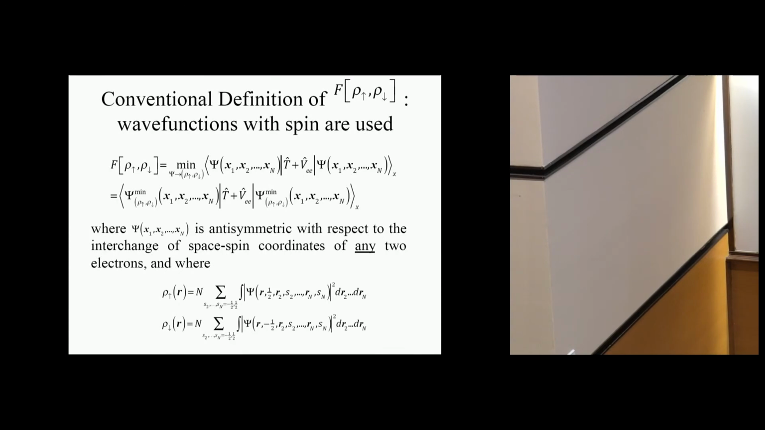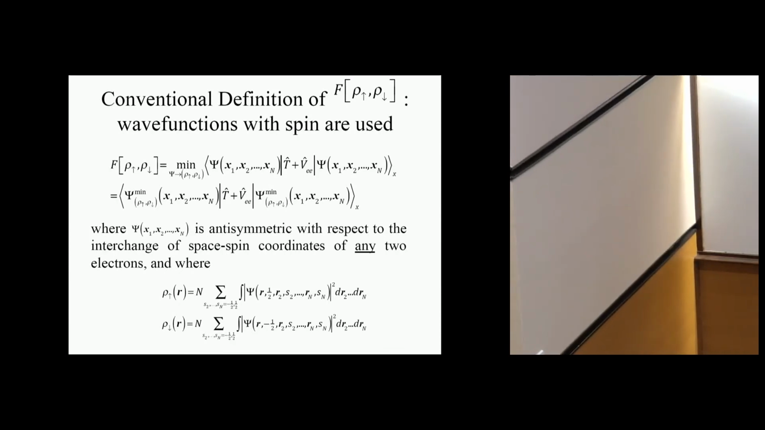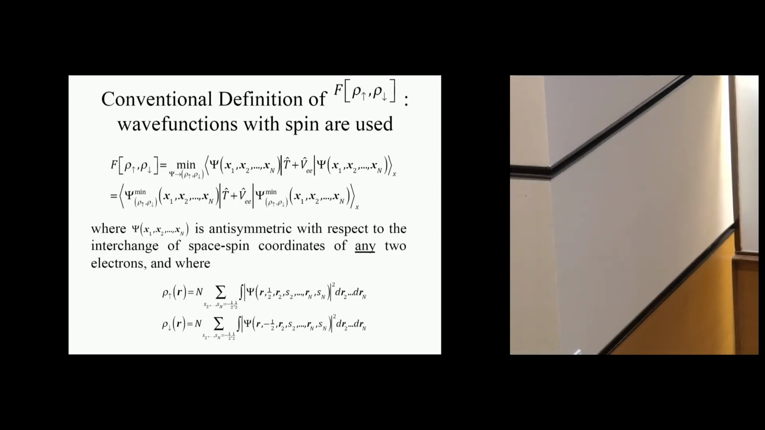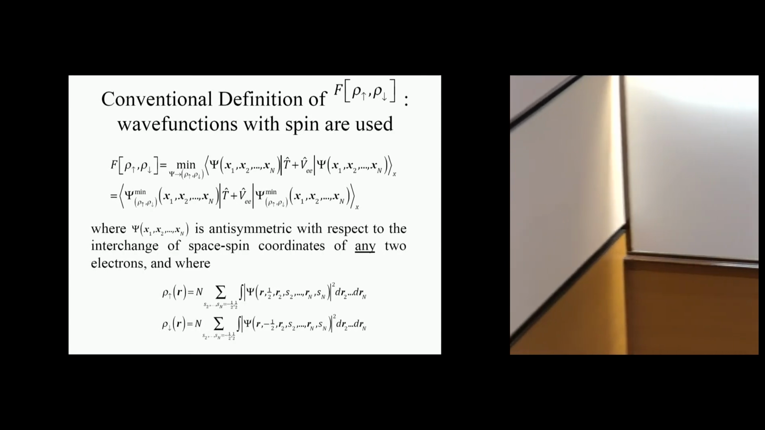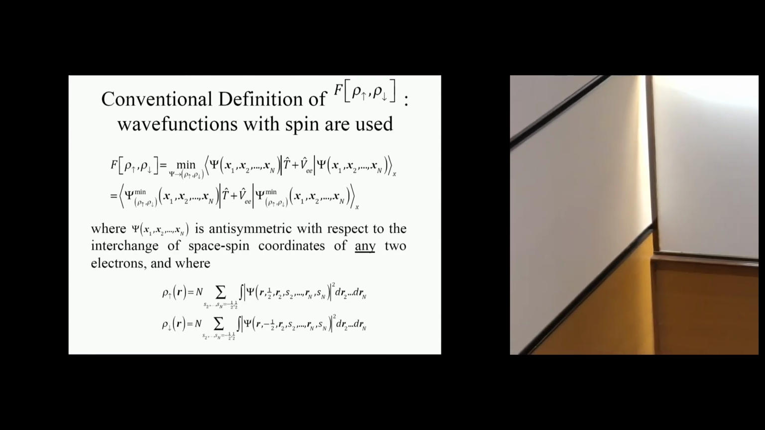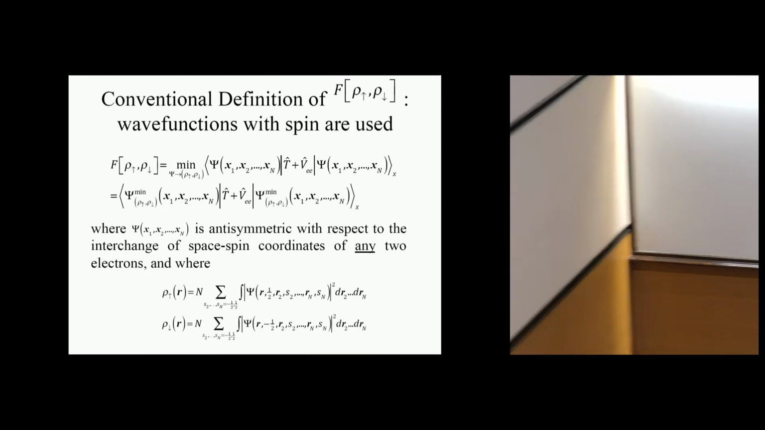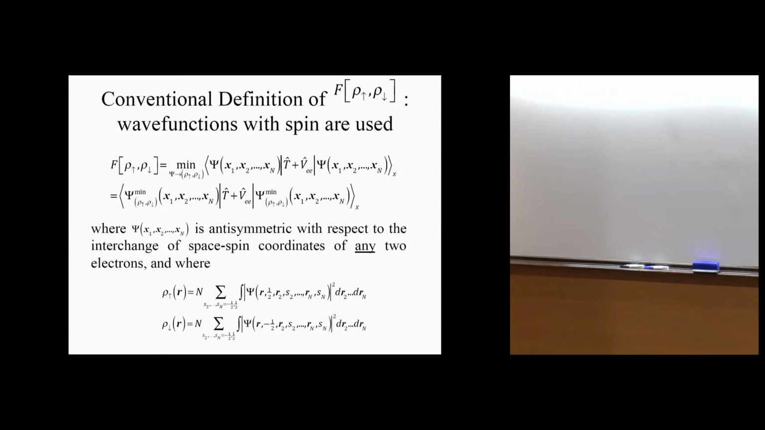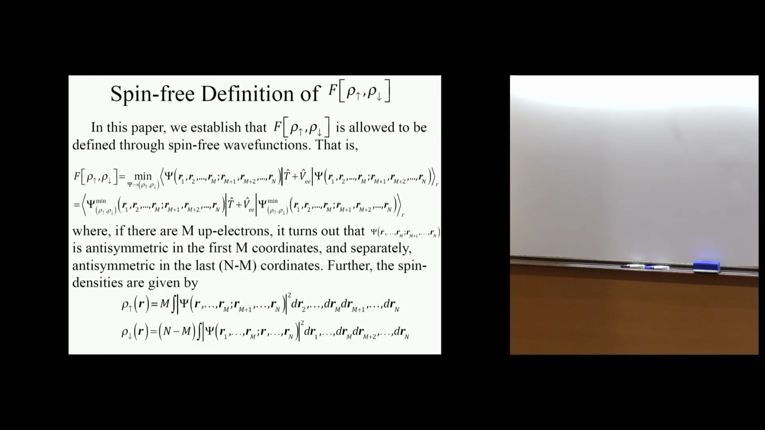Okay, so the conventional definition of F is, well, this is the conventional constrained search definition. You're minimizing over psi yielding rho up, rho down. X is space-spin, right? And that gives psi min here, where psi is anti-symmetric with respect to space-spin interchange of any two electrons, where rho up is this and rho down is this, the standard definition of spin densities. All right? And now we have the spin-free definition.